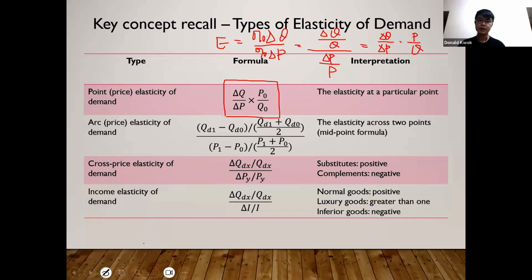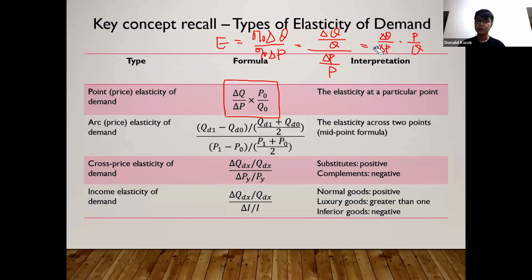And by the way, to relate this back to the mathematics course that you might have taken, if you take the limit of the fraction delta Q over delta P as delta P tends to 0, then it's simply the derivative dQ/dP. But anyway, the knowledge of calculus is not required in this course, just to connect the mathematical techniques with the economic concepts.